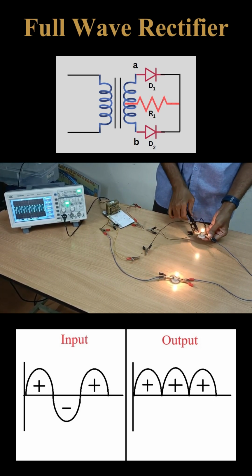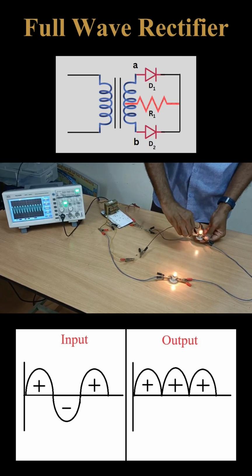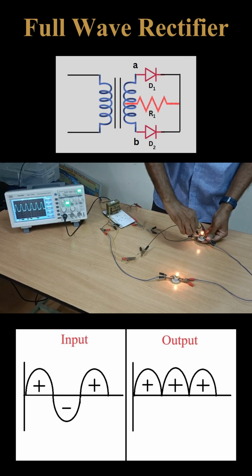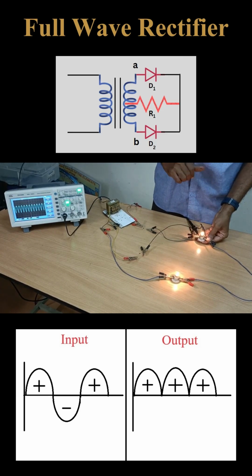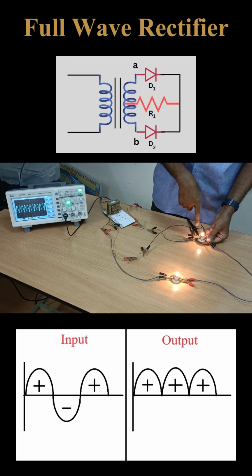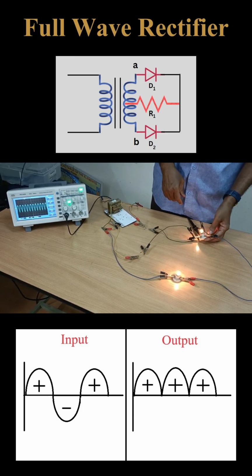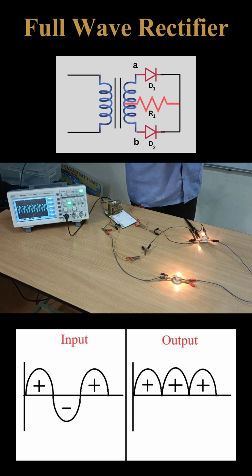And look at the brightness of the lamp. If I remove this, you see the brightness is reduced because only half the energy is going through. Now the moment I connect this, since the full wave is going through it, you can see that the lamp is glowing brighter. And this is what is called full wave.